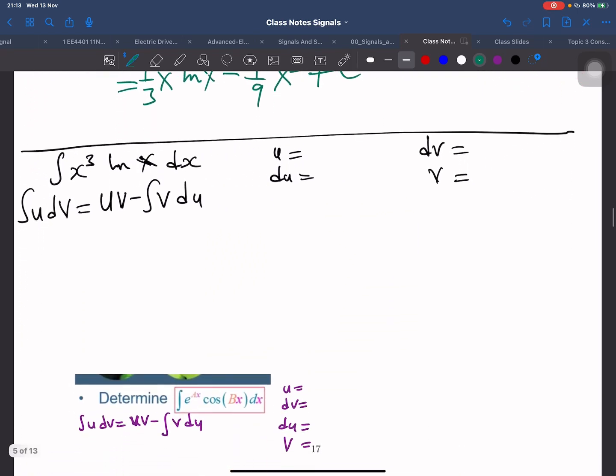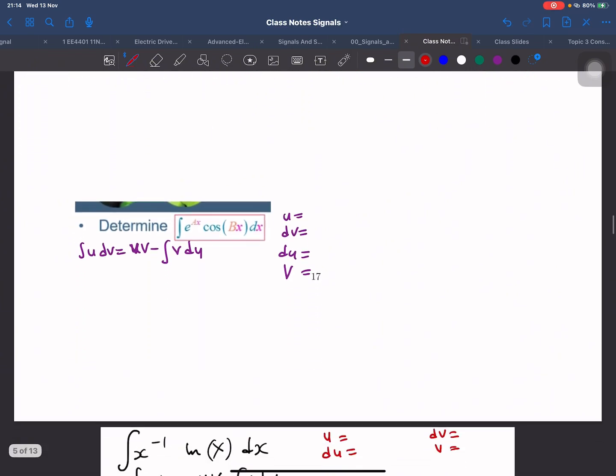Now for this question, x cubed ln x dx, our u is always, as you know, ln x. du is going to become 1 over x dx, then dv becomes the remaining part, x cubed dx, and then our v becomes, if you integrate x cubed, x raised to the power 4 all over 4. So we have to add this to our equation.